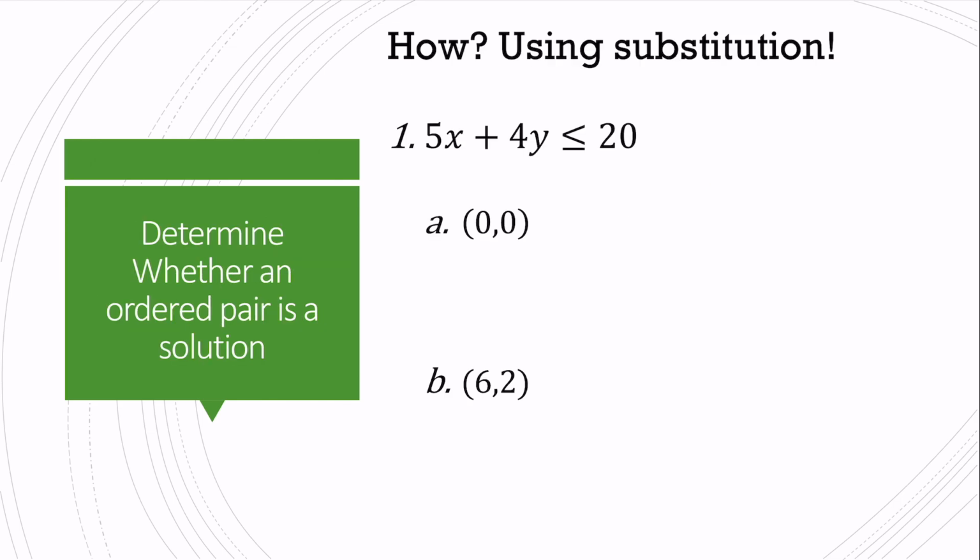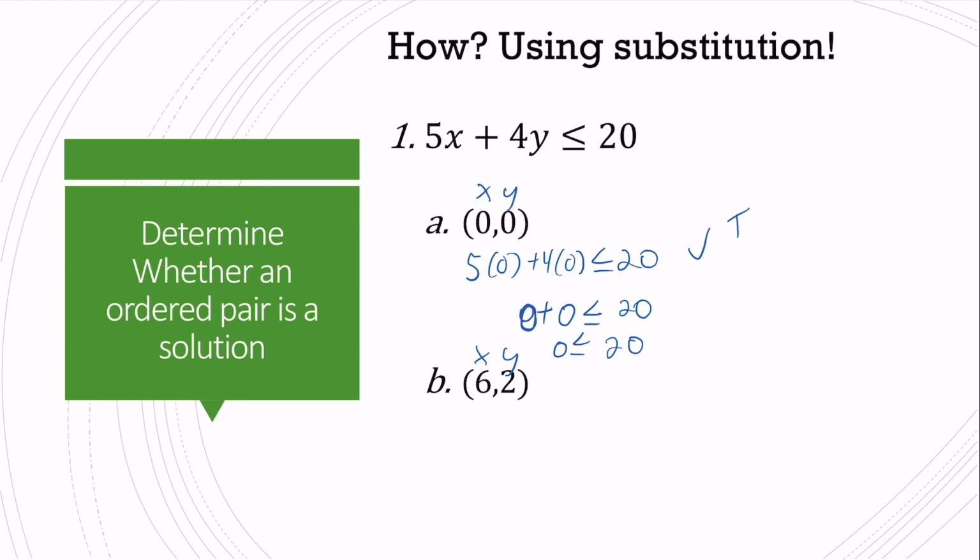If I gave us the linear inequality 5x plus 4y is less than or equal to 20, I want to determine whether these ordered pairs are solutions, and I'm going to do that by substitution. Here are my x's and my y's, right? So I've got 5 times 0 plus 4 times 0 is less than or equal to 20. So I get that 0 plus 0 is less than or equal to 20. Is 0 less than or equal to 20? Yes, this is a true statement. So that means (0, 0) is in our solution.